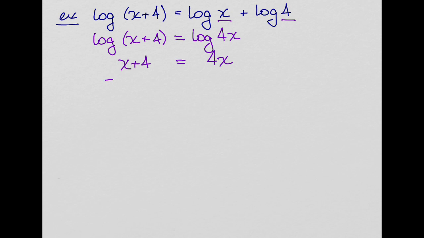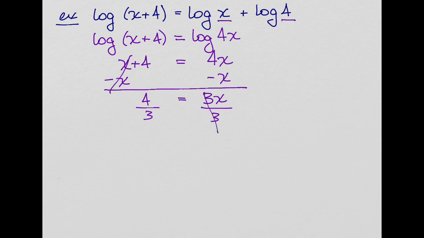I'm going to combine like terms, get all the x's on one side of the equal sign, all the numbers on the other side, 4x minus 1x. And now I can divide both sides by 3. And I get x equals 4/3.